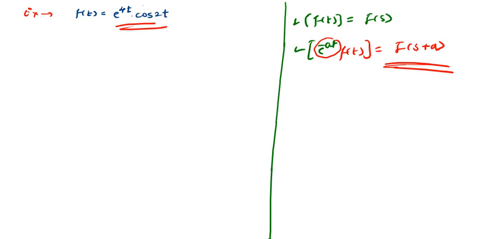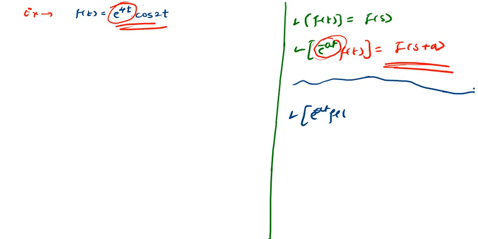But this is for e raised to minus at, and in this case we have e raised to plus at. So we can transform this theorem: for e raised to plus at times f of t, just replace s plus a by s minus a, because the value of a is minus a in this case.